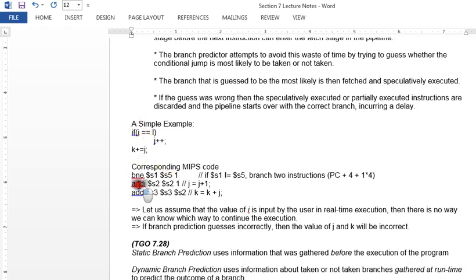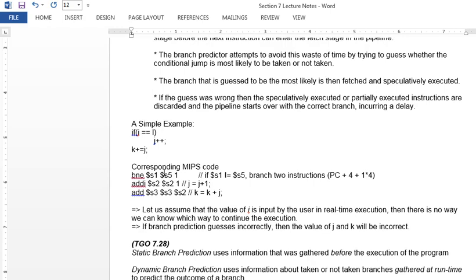And then if I do branch, if I don't branch, I want to increment J. Otherwise, I'm going to increment K, right? And so this becomes an issue because we can't be sure what J is going to be in this next instruction, right? So if we do a branch prediction, we predict branch taken, that means we would go straight to K plus J.